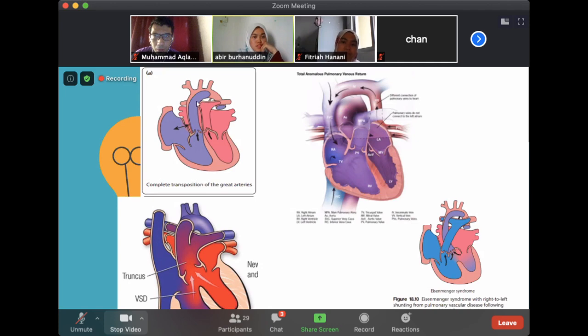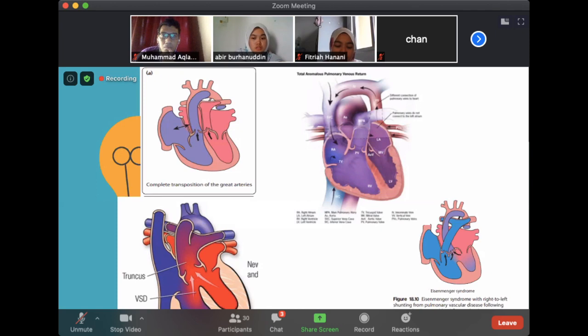This one is the pulmonary circulation, but it is connected to the aorta. And the left side is connected to the pulmonary artery, and they have separate circulations. So the blood that goes to the systemic circulation is deoxygenated blood from the aorta, so we can see cyanosis. Then the picture at this side is TAPVR, total anomalous pulmonary venous return. TAPVR is associated with total mixing of systemic venous and pulmonary venous blood within the heart, so it produces cyanosis.